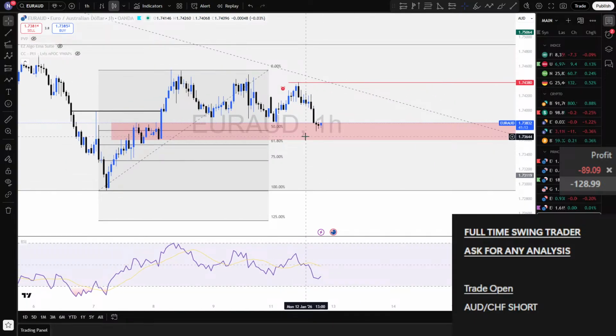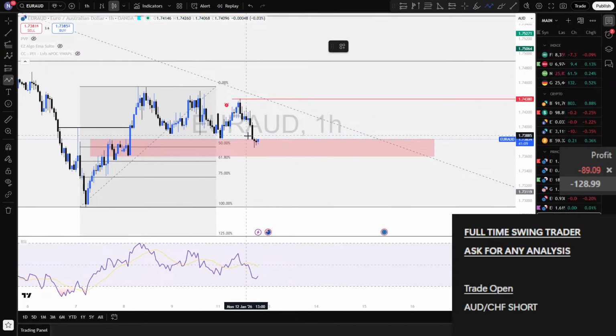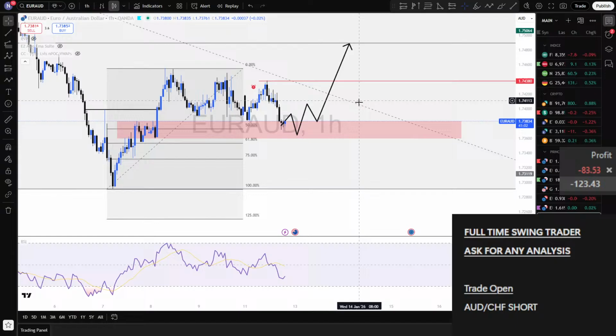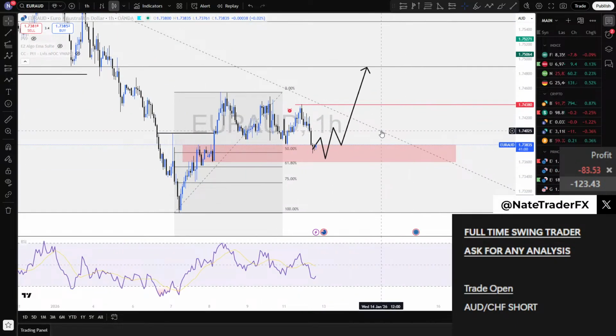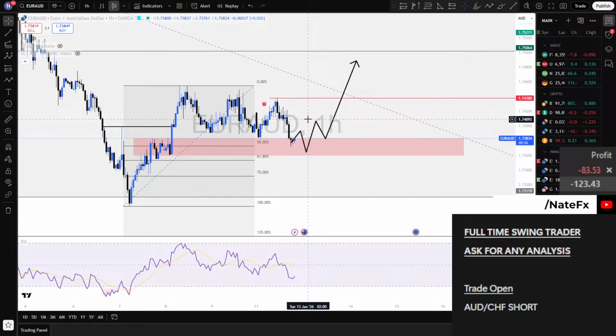So we'll see. Not sure Euro AUD gonna give us a setup, except maybe if you do something like this, basically. So we'll see, but that's the plan on Euro AUD. We'll see if he gave us a move.